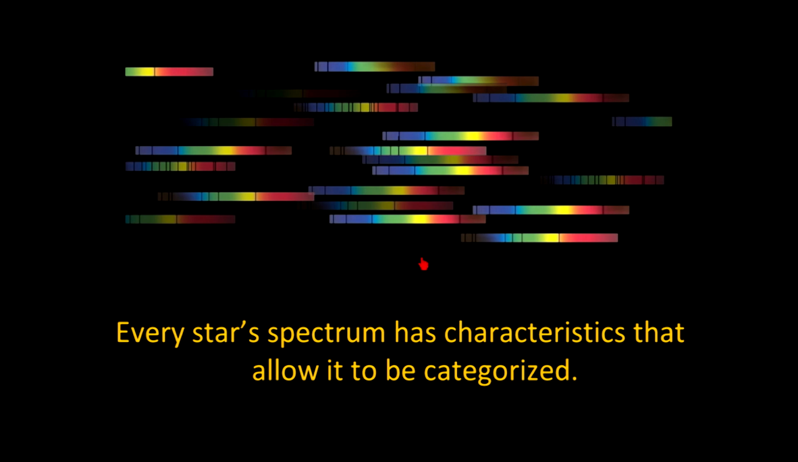So the appearance of the details, the characteristics in the spectrum of a star, gives us the ability to create categories. Now what I'm going to show you is how it is that we create the categories that we use for the stars that we see.